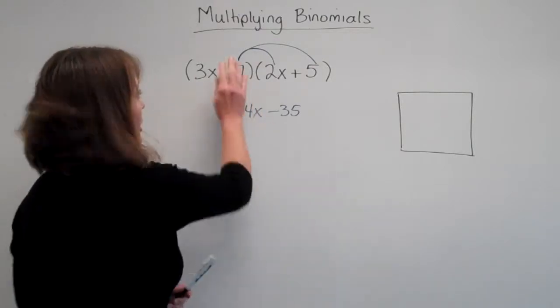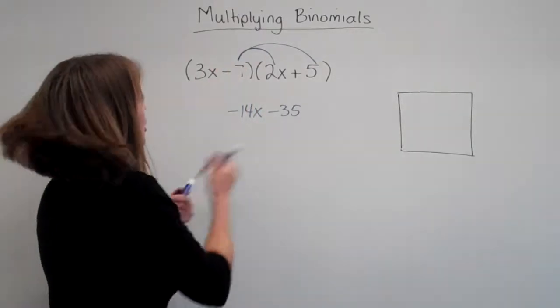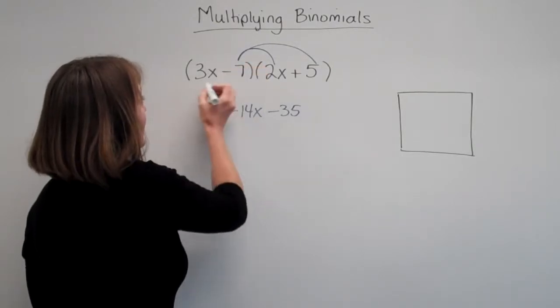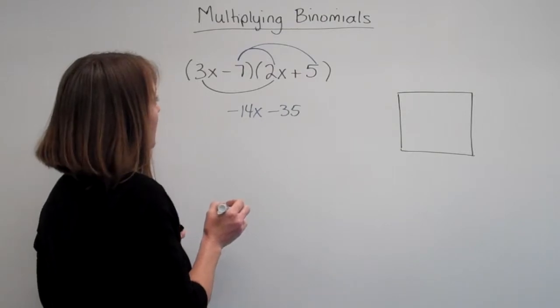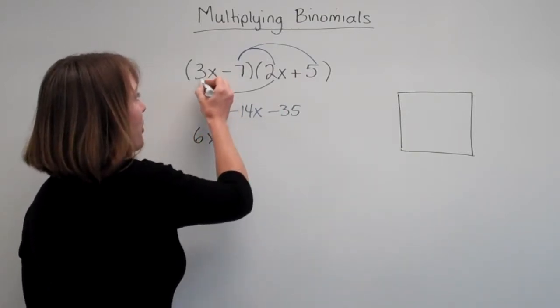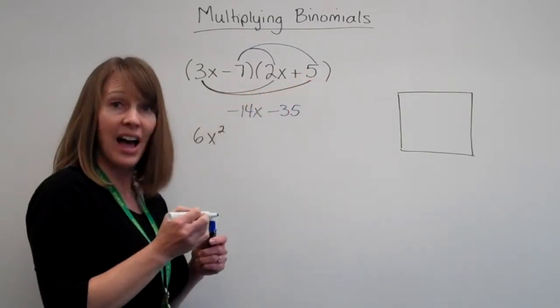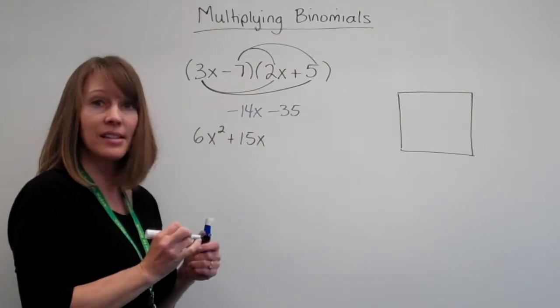Well, if it just looked like this, what would you do? Well, you distribute again, right? So we're going to distribute the other way. Let's say 3x times 2x. Well, that's going to give you 6x squared. And 3x times 5, and that would give you positive 15x.